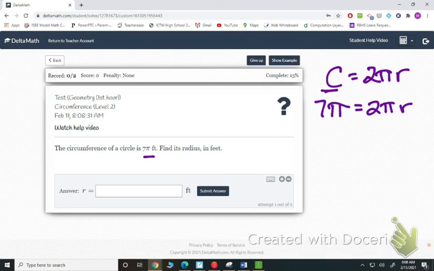And again, I want to solve this equation for r. So how do I get r by itself? Well, we're going to divide both sides by 2 pi.